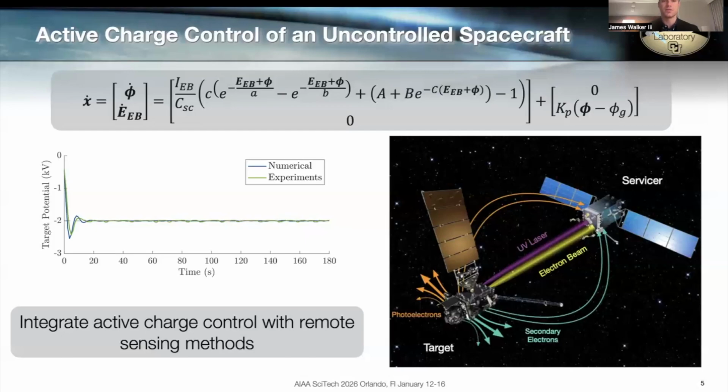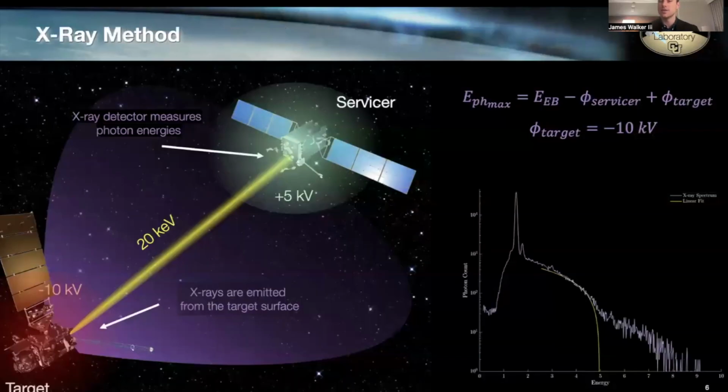And one way we do that is we want to integrate active charge control with remote sensing methods. So our lab at CU has actually developed two methods for remotely sensing a target's electrostatic potential. The first is the X-ray method.